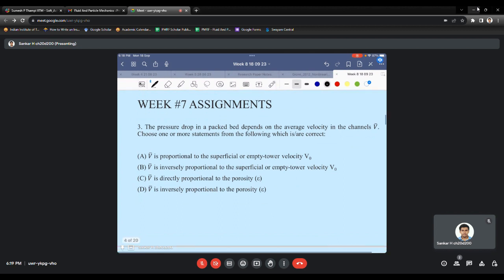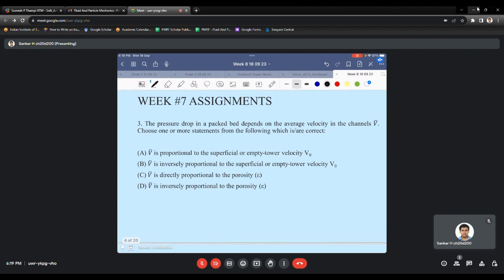And we know that this is a multiple correct question. We know that the average velocity in the channel V bar is given by the superficial velocity, V naught bar, divided by epsilon, and here epsilon refers to the porosity. Therefore, the correct answer is V bar is proportional to the superficial empty tower velocity, and it is inversely proportional to the porosity.